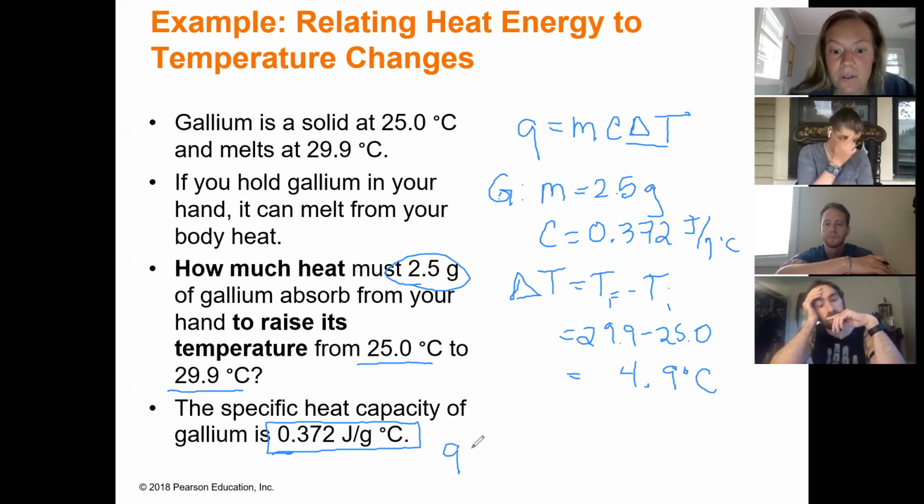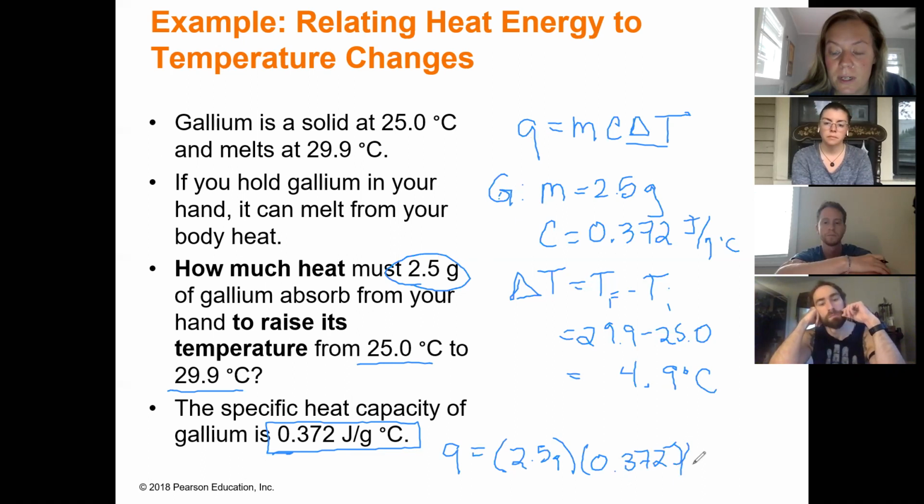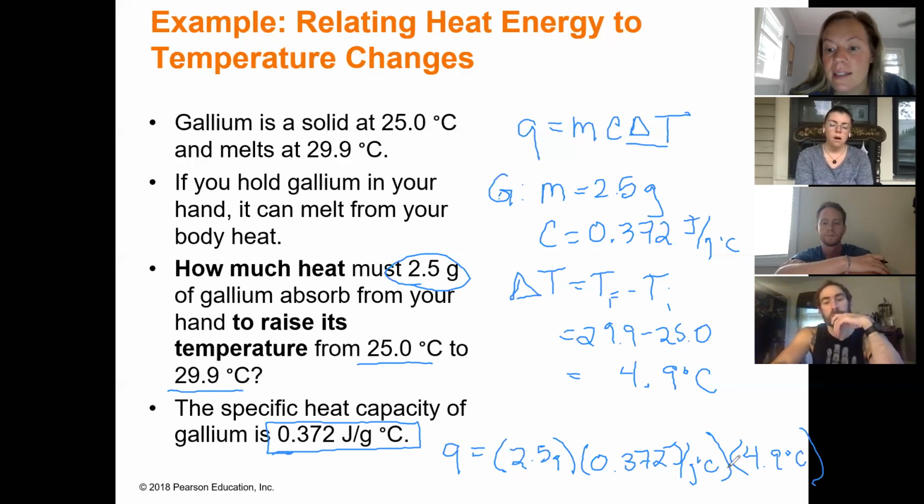So we know Q is equal to my mass, 2.5 grams, times this specific heat, 0.372 joules per gram degree Celsius, times my change in temperature, 4.9 degrees Celsius. And I like to put my units in because, again, I can see things start to cancel. Celsius cancels with Celsius. Grams cancels with grams. And the only unit we're left with is a joule.